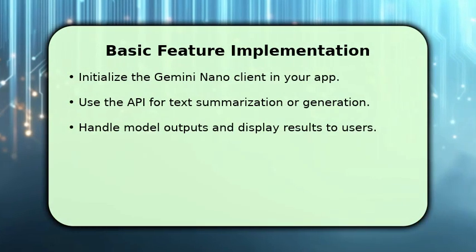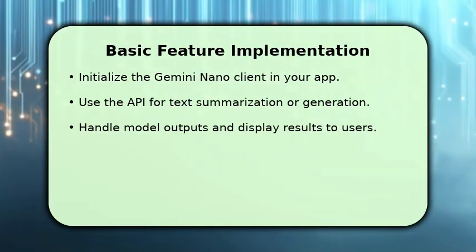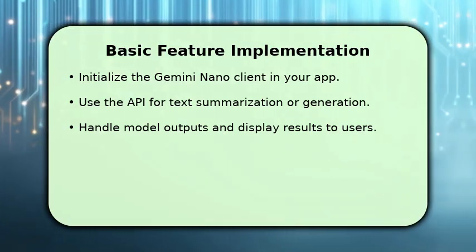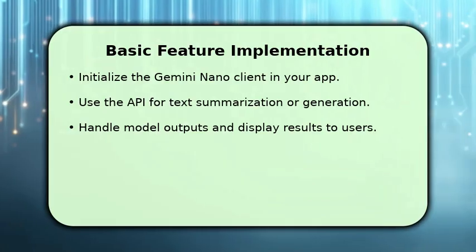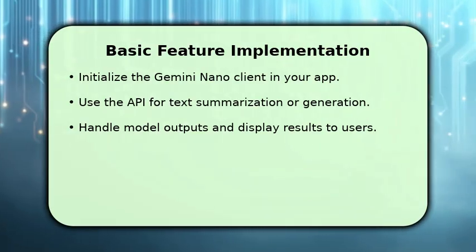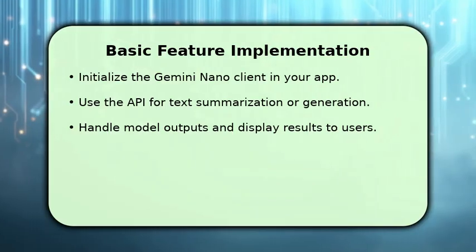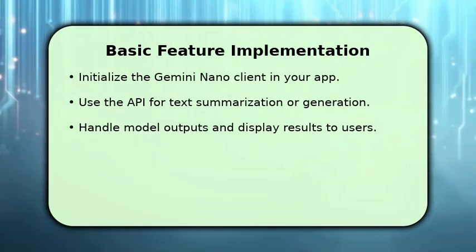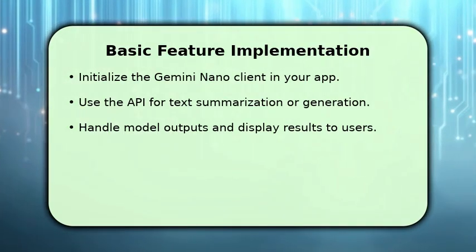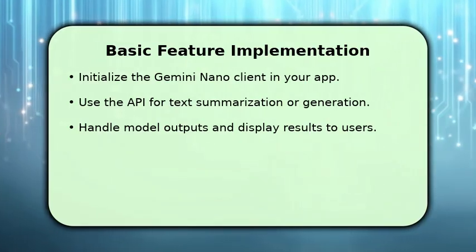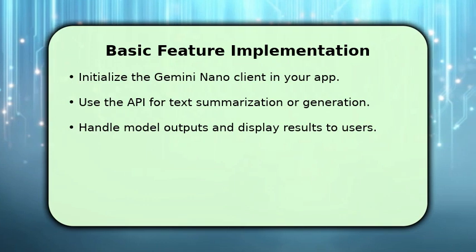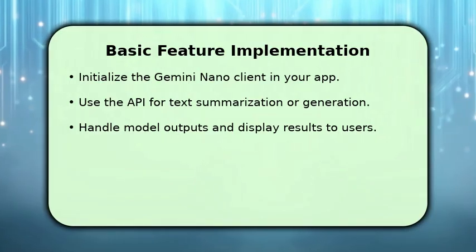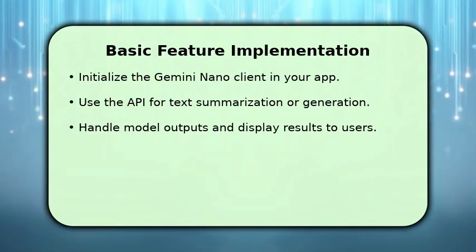Once your environment is ready, you can start implementing Gemini Nano features. First, initialize the Gemini Nano client within your application's main activity or service. Then, you can call specific APIs, such as those for text summarization or content generation. For example, you might feed a block of text to the model and receive a concise summary. Remember to handle the model's output gracefully, displaying the results to your users in an intuitive way, perhaps in a text view or a chat bubble.